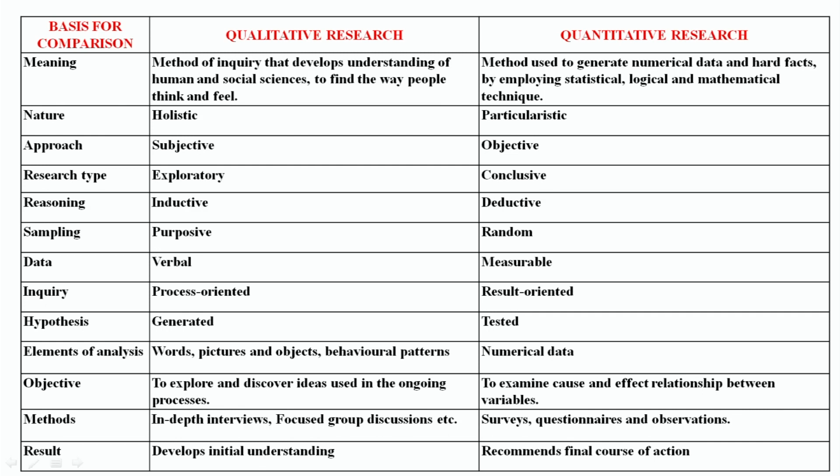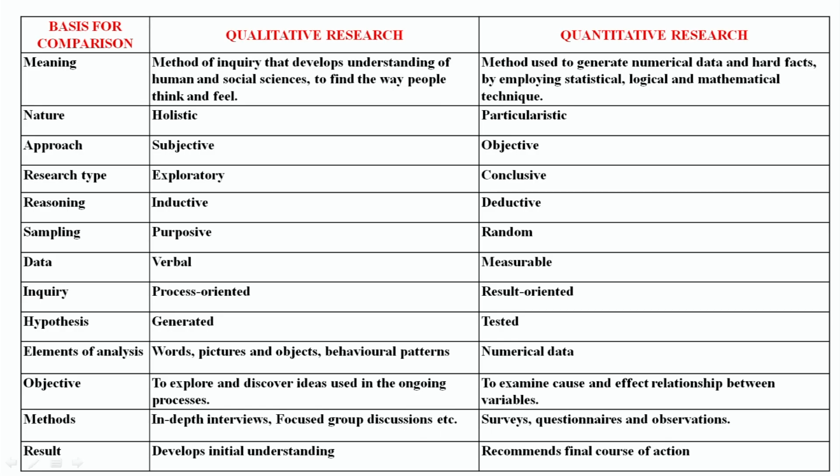Then when you look into the nature of qualitative research, it is holistic in nature, but in case of quantitative research it is particularistic, because they are focusing on a particular issue, but it is inclusiveness that we find here. The approach is subjective here because it is flexible also, as we have already said, but the approach in quantitative research is very objective. The research type in qualitative research is exploratory in nature, but in quantitative it is conclusive. Everything needs a particular definition and a conclusion.